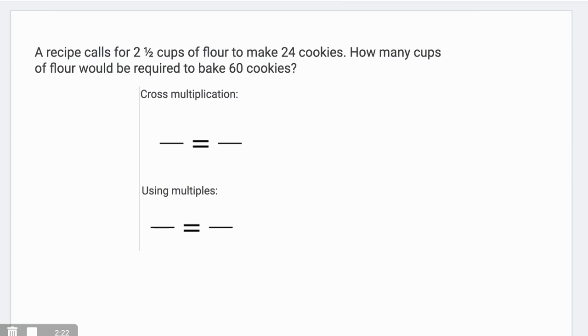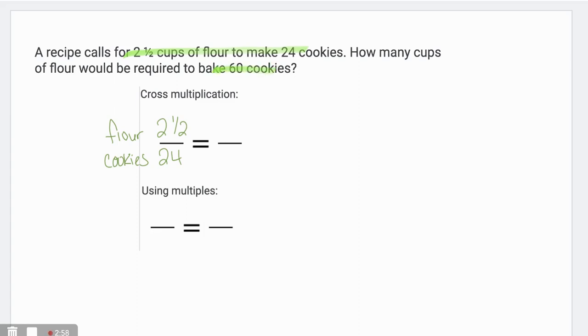All right, my next problem says a recipe calls for 2.5 cups of flour to make 24 cookies. How many cups of flour would be required to bake 60 cookies? So the ratio we are given is 2.5 cups of flour to make 24 cookies. So I'm going to say 2.5, and I'm going to label this flour, and that makes 24 cookies. All right, I want to know how much flour I need to bake 60 cookies.